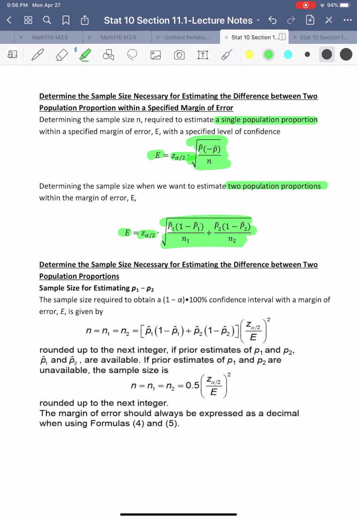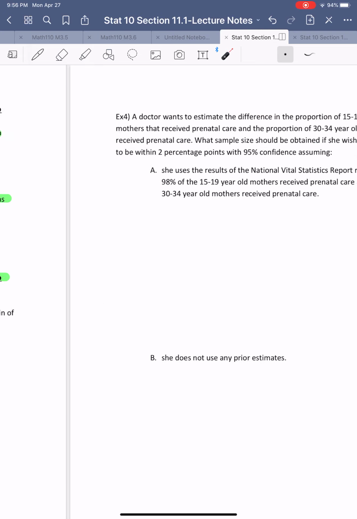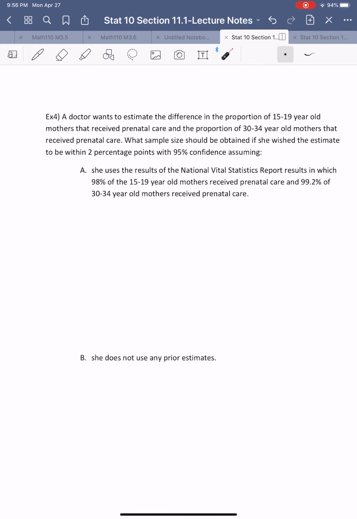So determine the sample size necessary for estimating the difference between the two population proportions, which is the sample size for estimating p1 minus p2. So n equal to n1 and n2, same thing. We're using these formulas, okay? But if you don't have any of the proportions available, we're using 0.5 instead, okay? So instead of using this one, we're using this one. So round to the next integer. The margin of error should always be expressed as a decimal with the formula. All right, so let's look at the next question.